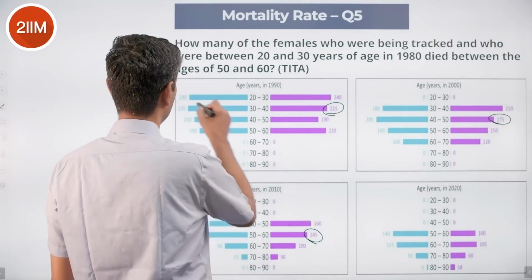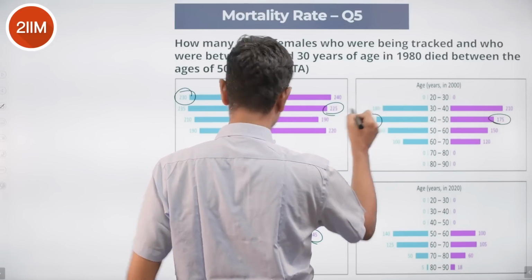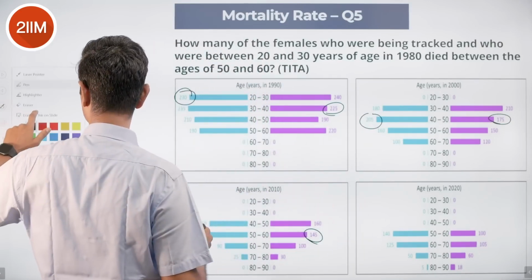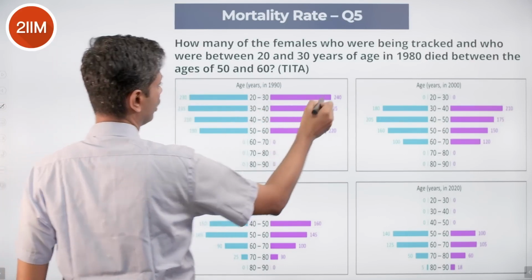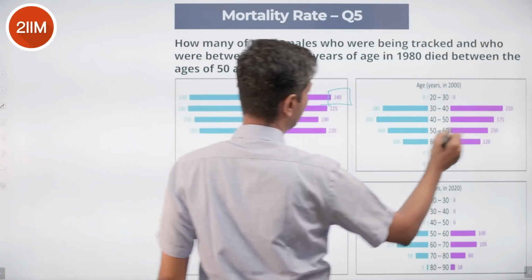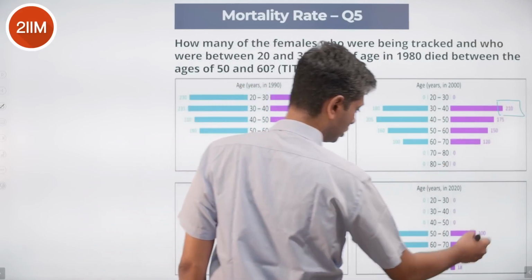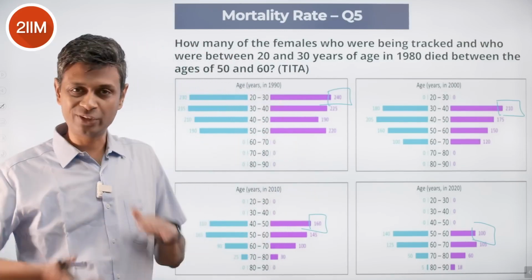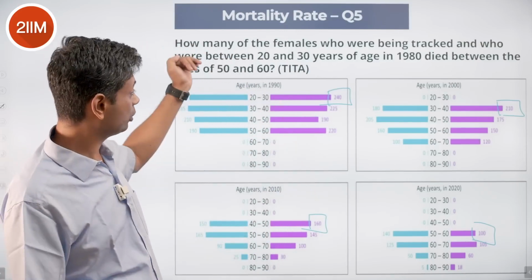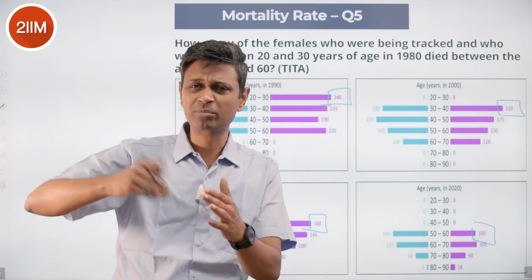Whatever is say 240 here becomes 210 here, becomes 160 here, becomes 100 here. Track that cohort of that age group. Whoever were 10 to 20 became 20 to 30, became 30 to 40, became 40 to 50, became 50 to 60. Nice steps of 10 age.